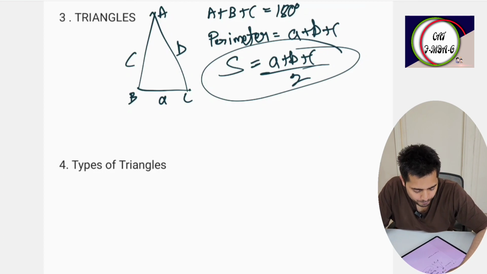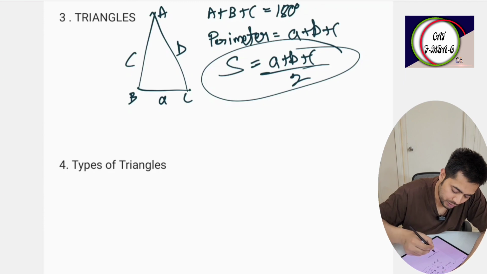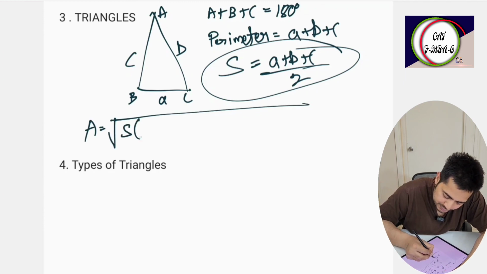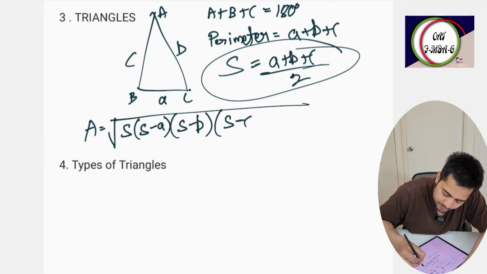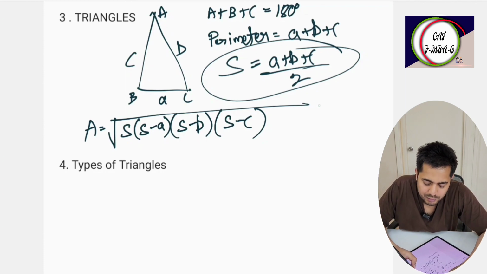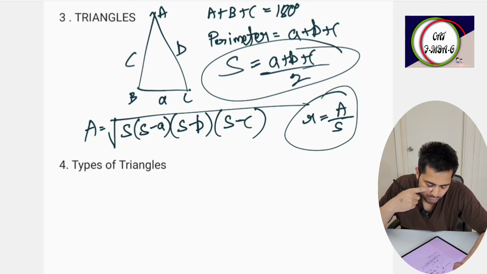This is a very important term, and this term can be used even to find out the area of the triangle. So the area of the triangle can be written as root of S into (S minus A) into (S minus B) into (S minus C). This formula is also used a lot of times, and in the coming slides we are going to learn incenter, which will be area upon semi-perimeter. I will teach you how to solve those questions also in triangles.